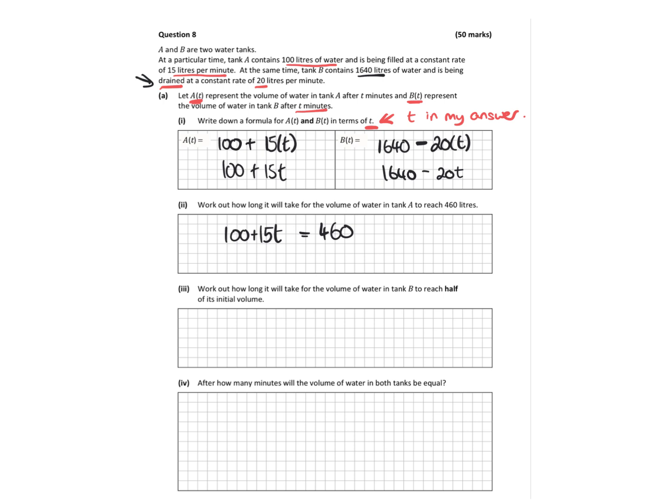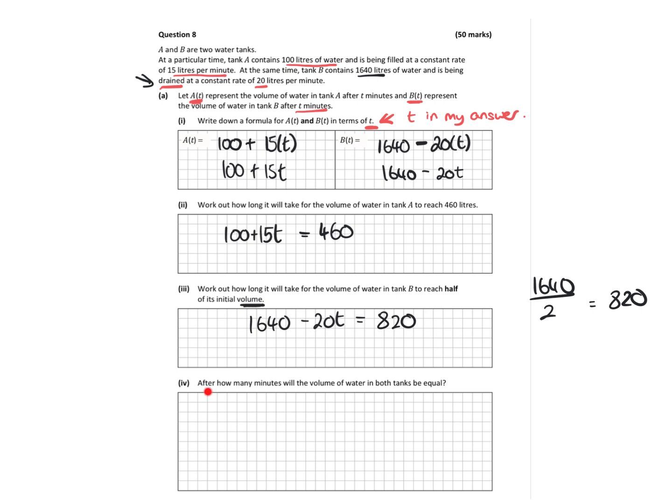Work out how long it will take the volume of water in tank B to reach half of its initial volume. So initially it was 1,640. That was its volume. So half of that, 1,640 divided by 2 is going to be 820. So when is 1,640 minus 20t going to be equal to 820? So letters to one side, numbers to the other. Solve for t, please.